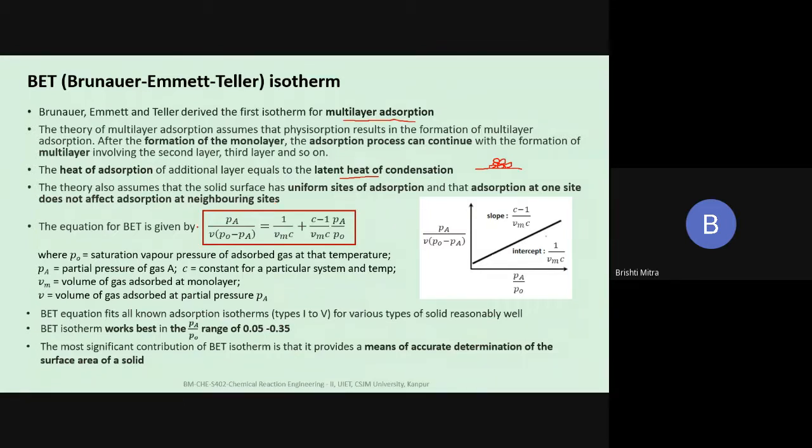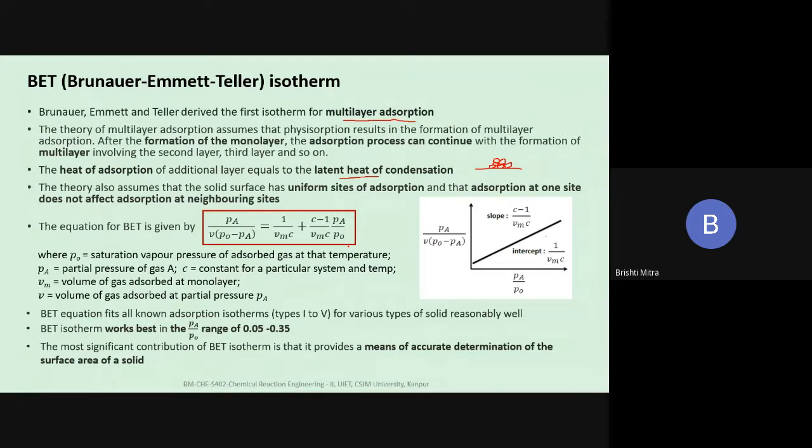And the equation for BET is given as PA divided by V times (P0 minus PA) equals 1 by (Vm times C) plus (C minus 1) by (Vm times C) times PA by P0. PA, obviously, is the partial pressure of the gas which is getting adsorbed. P0, which we have not seen before, is the saturation vapor pressure of this gas at that particular temperature. These are all isotherms, so my temperature is constant. So the saturation vapor pressure of that gas at that temperature is my value of P0.